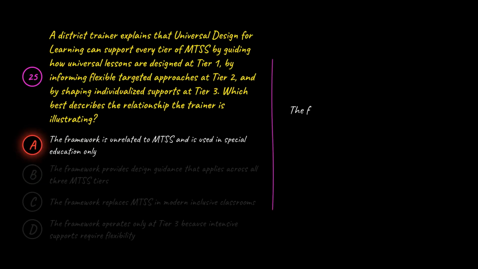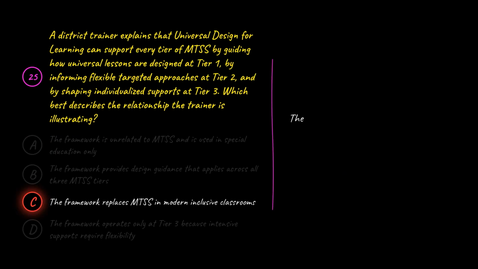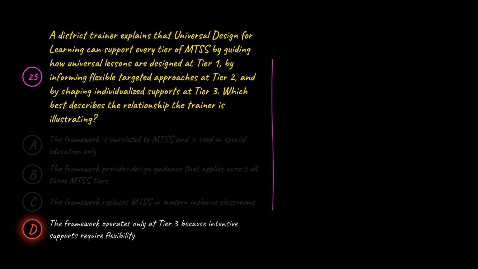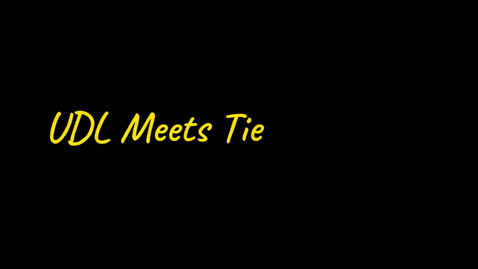A is wrong because the framework is universal and intended for all students. The course material is explicit that it is not limited to special education. C is wrong because the framework complements MTSS rather than replacing it. The two work together to support student learning. D is wrong because the framework applies at every tier of MTSS, not only at Tier 3. Restricting it to one tier misrepresents how it is meant to function.